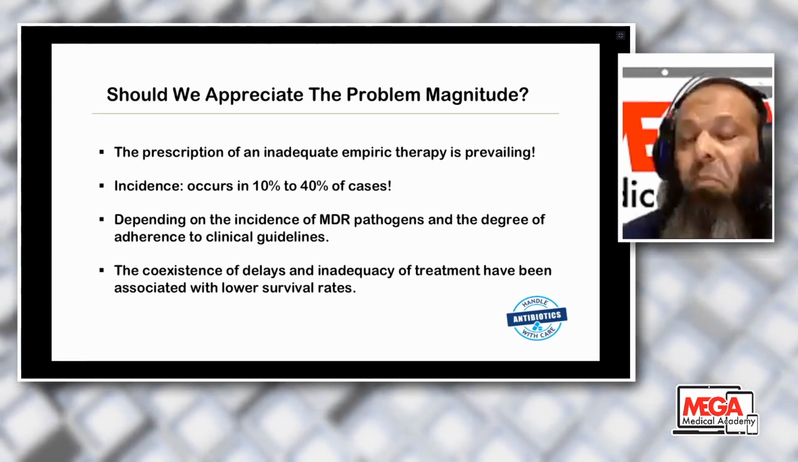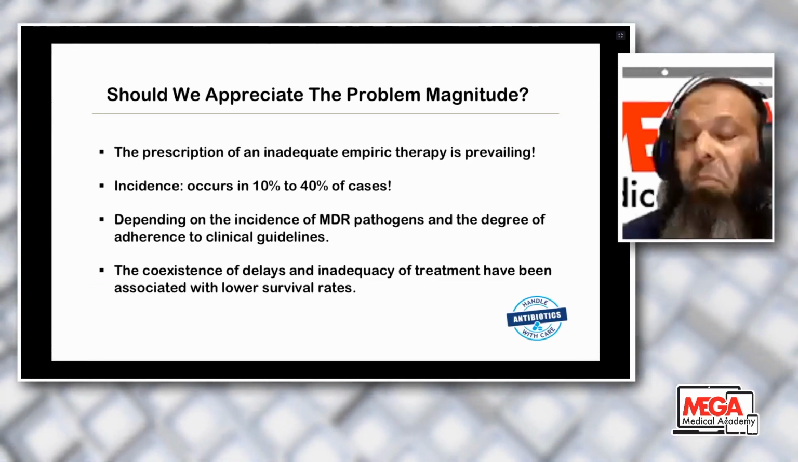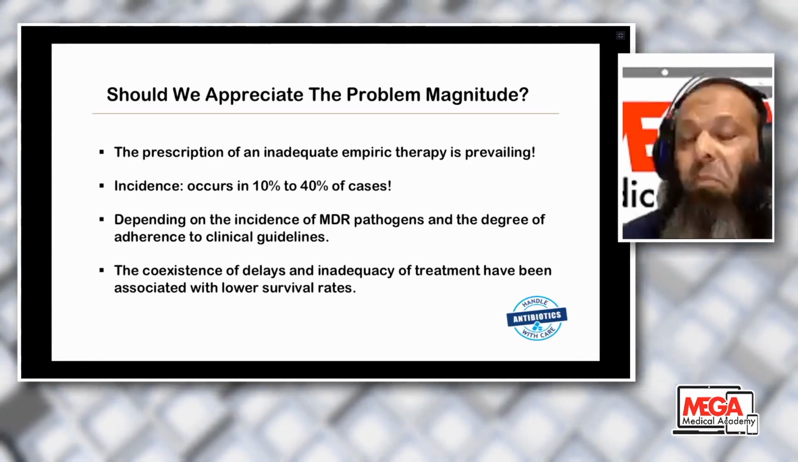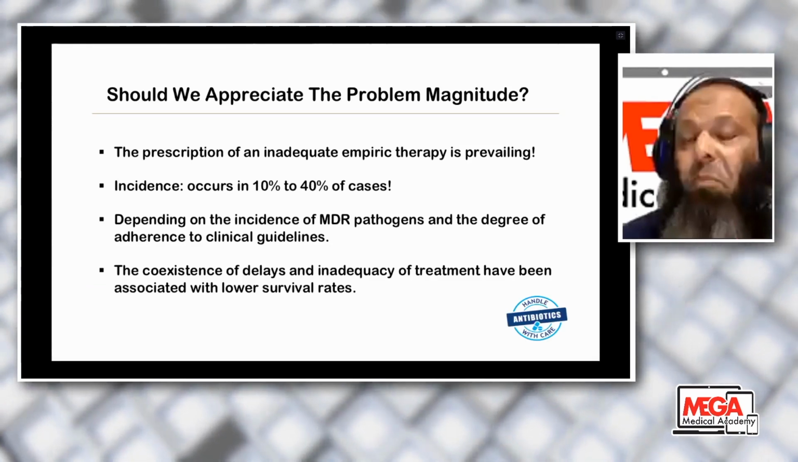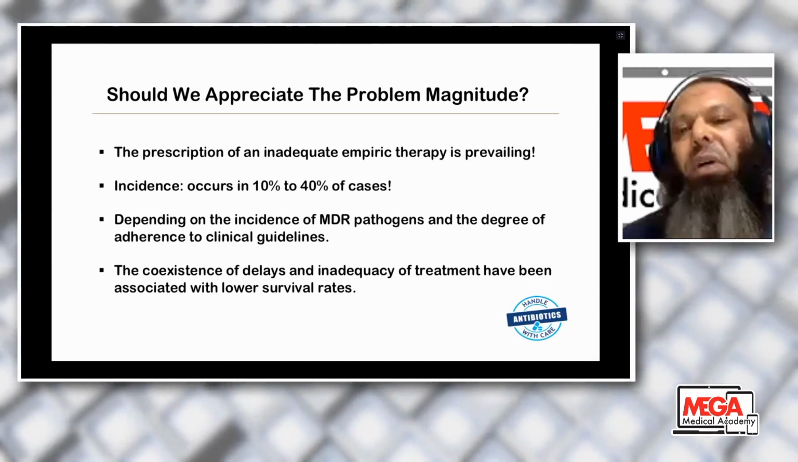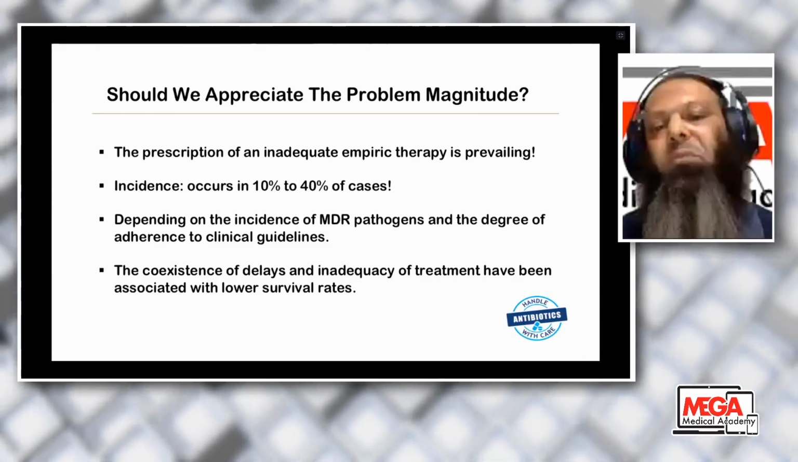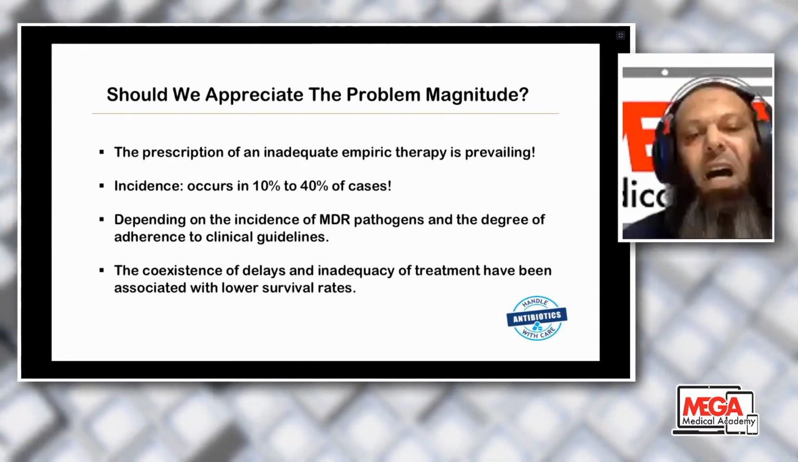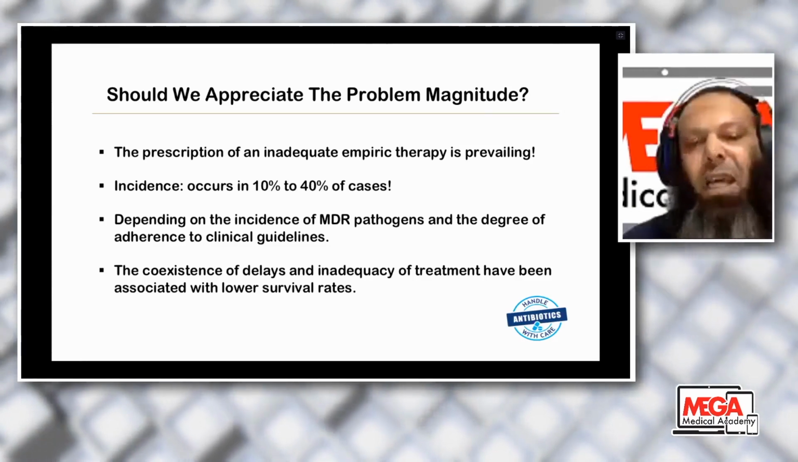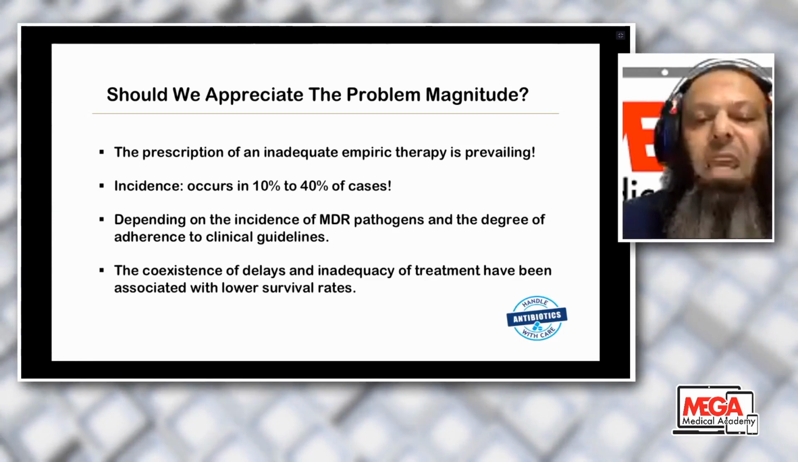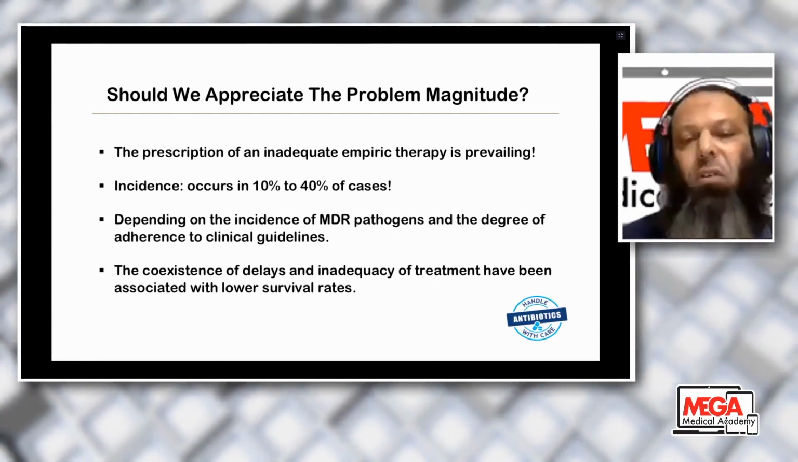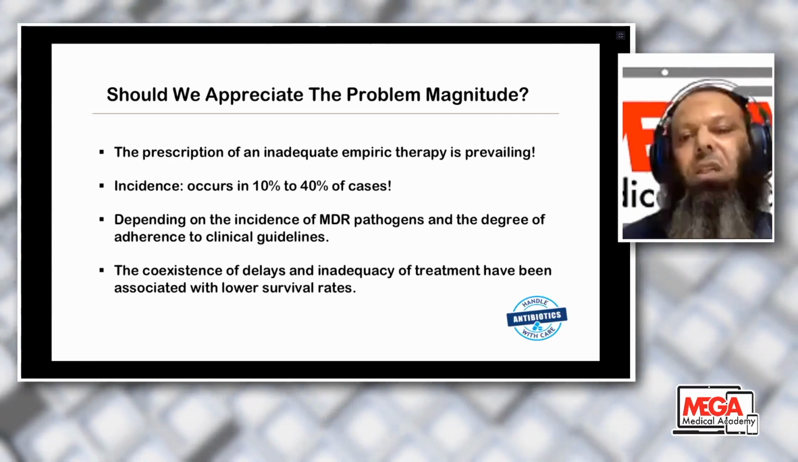Because the prescription of inadequate empiric antibiotic therapy is prevailing. The incidence is up to 40% of cases not receiving adequate empiric antibiotic therapy. Depending on the incidence of MDROs, pathogens, and the degree of adherence to clinical guidelines, the coexistence of delay and inefficacy of the treatment has been associated with low survival rate. This is, of course, because you are delaying the antibiotics.